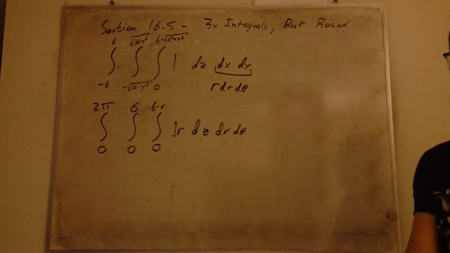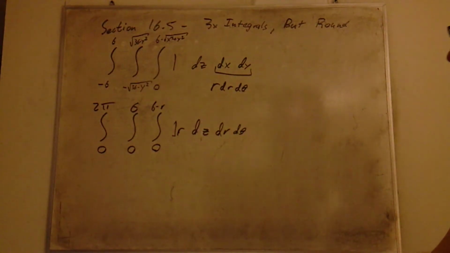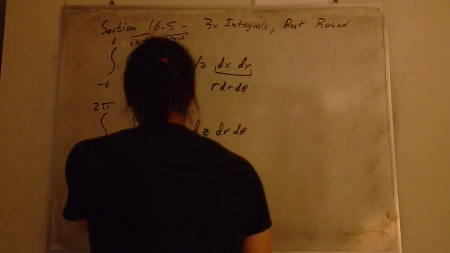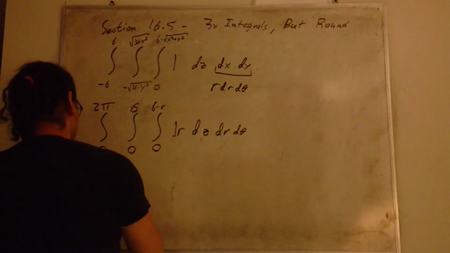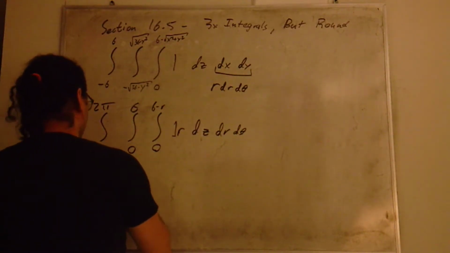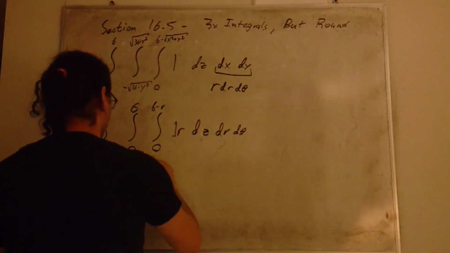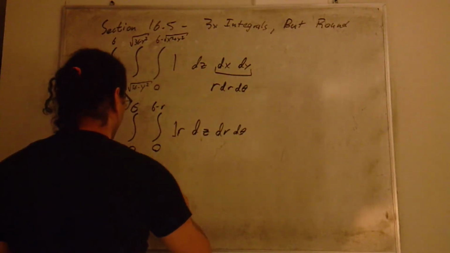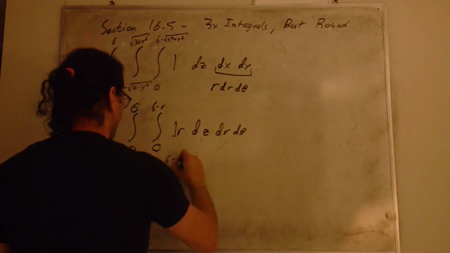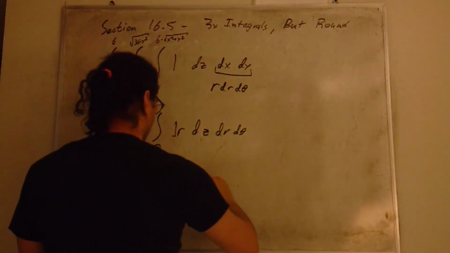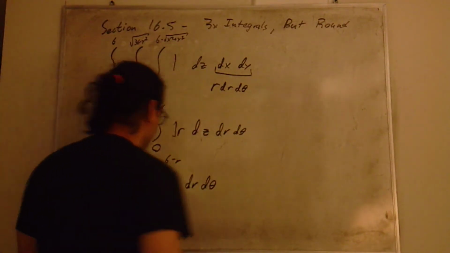And now, we can start integrating. The integral of r is, this is going to stay the same, 0 to 2 pi here, 0 to 6 here. The integral of r is r squared over 2. We're evaluating this at 0 and 6 minus r dr d theta.